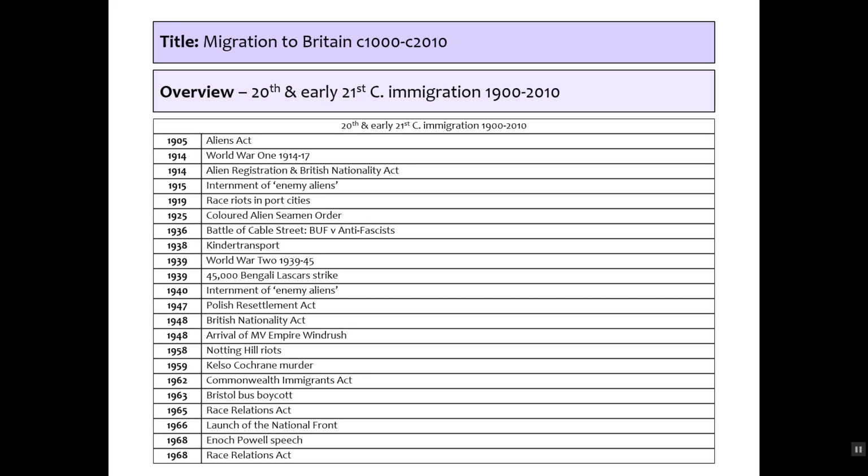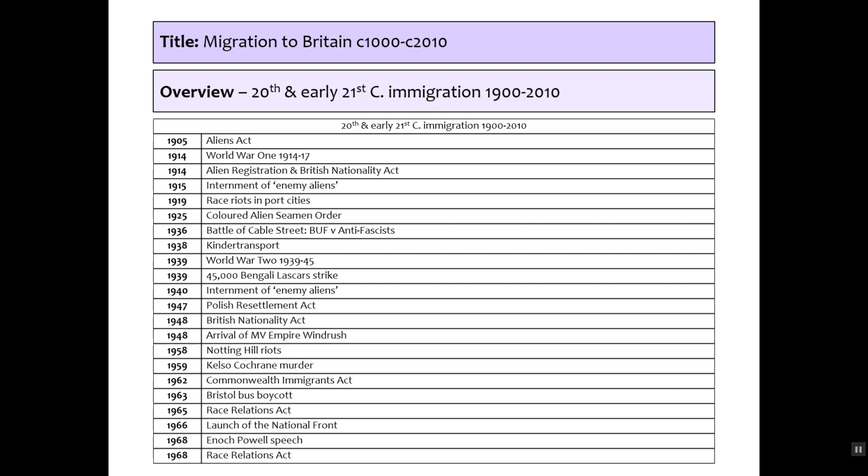Now, our fourth section is the most modern period. We're looking at the 20th century and the 21st century. So we're going to look at the impact of World War I and how that really does change Britain's attitude towards immigrants. We'll look at the impact of World War II, and we'll look at the 50s, the 60s, the 70s and the 80s, all the way up until 2010.